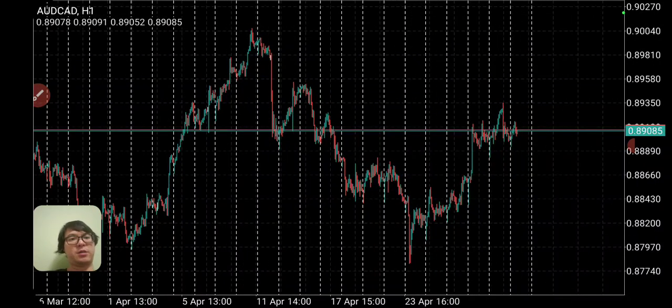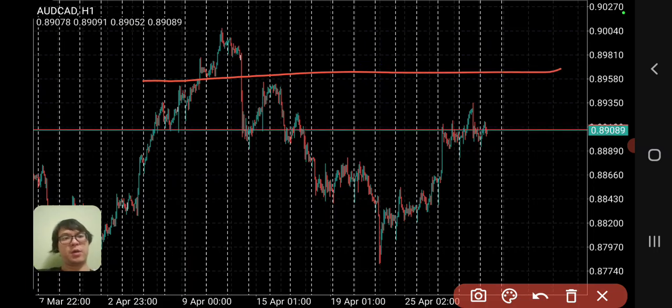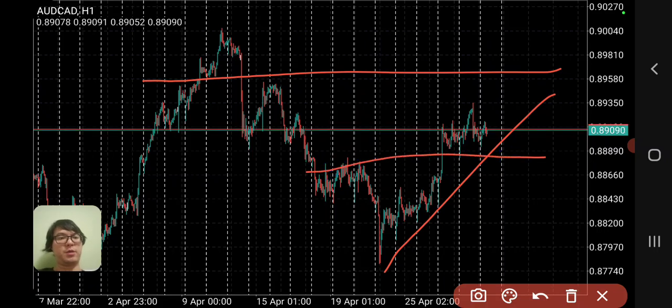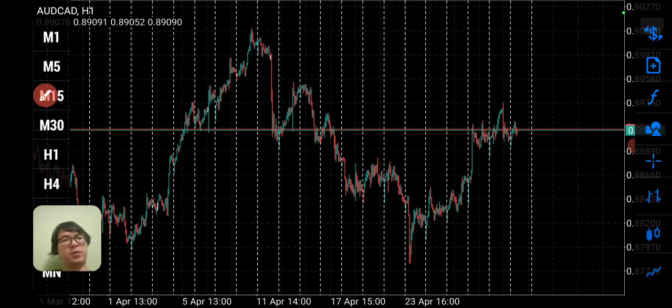Aussie cad. This one, resistance, haven't reached. Trend line, haven't broken. Consolidation on the support right here. So we don't have any setup for the support, whereas we were expecting a long trade here. So at this one, we got no setup.